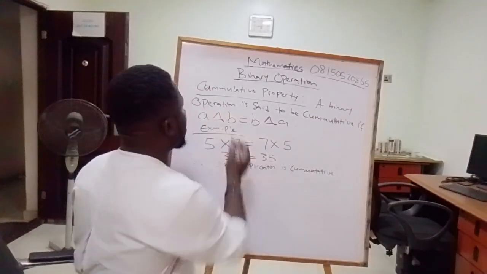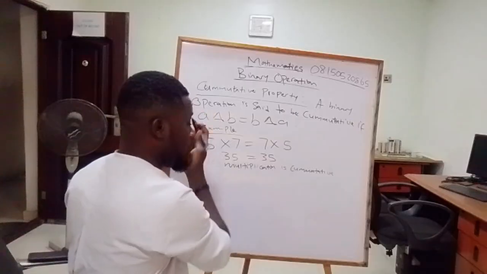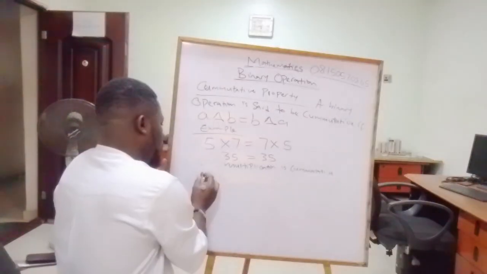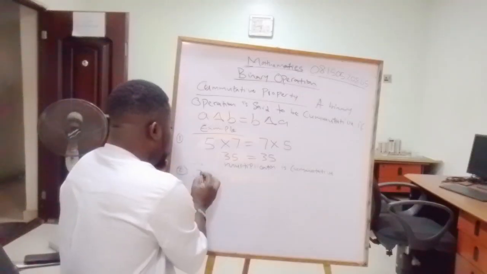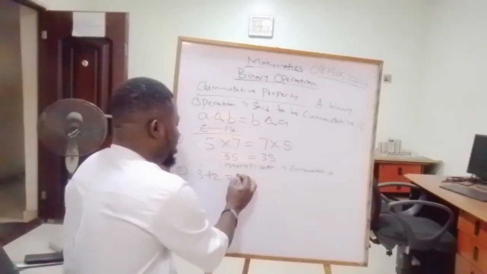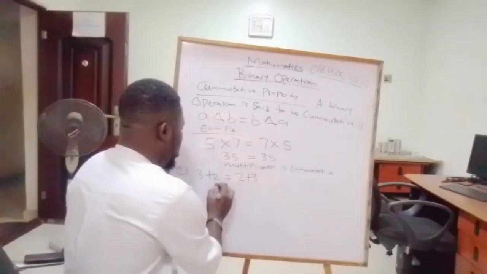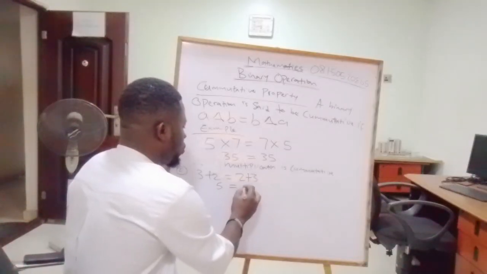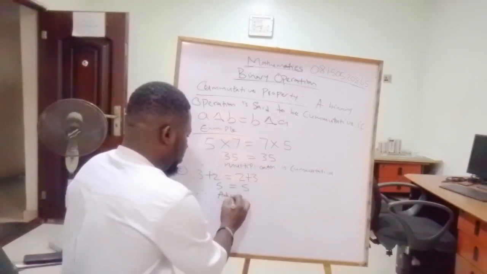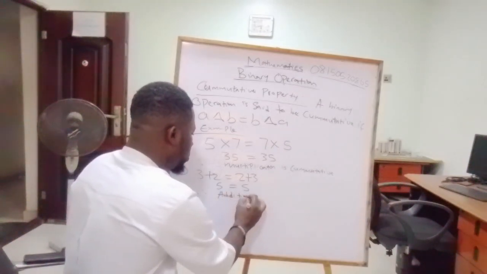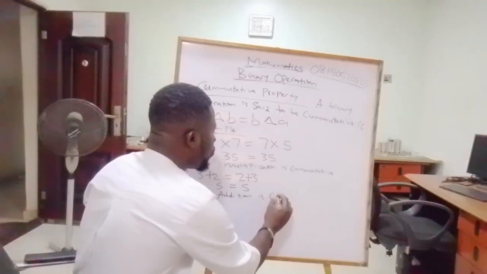So we have commutative. Also, if you do this example 2, if I do 3 plus 2, you see that it's still the same thing as 2 plus 3. This will give you 5 equals what? 5. Therefore, addition is commutative.